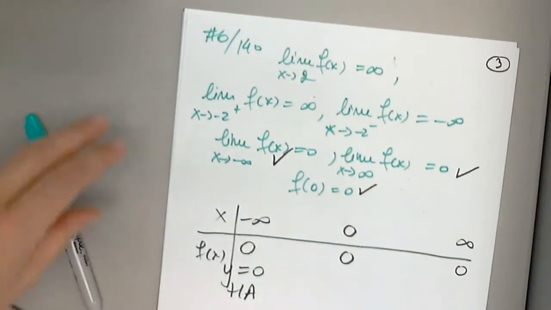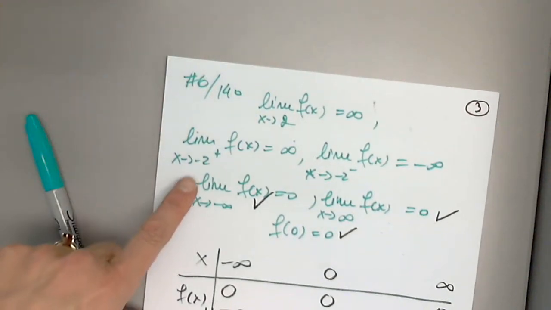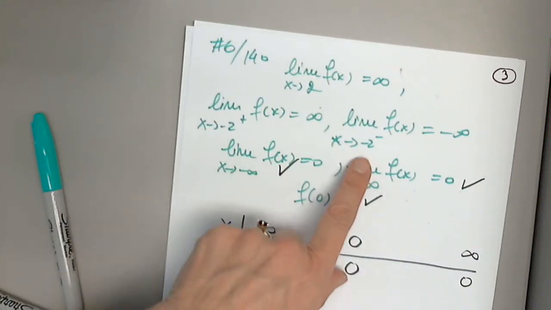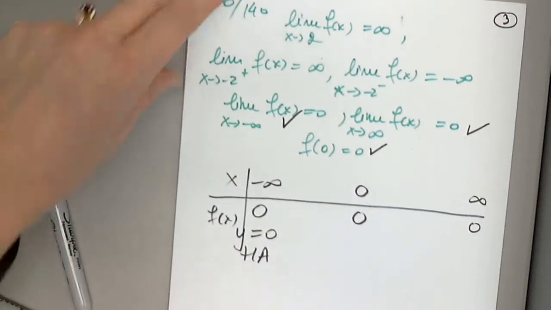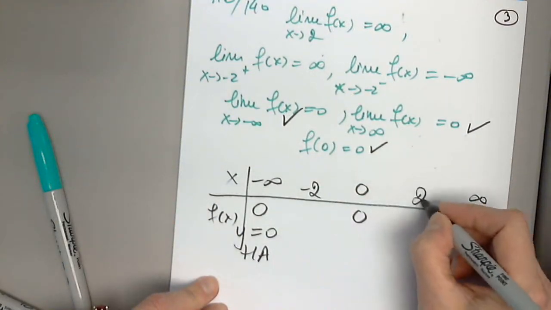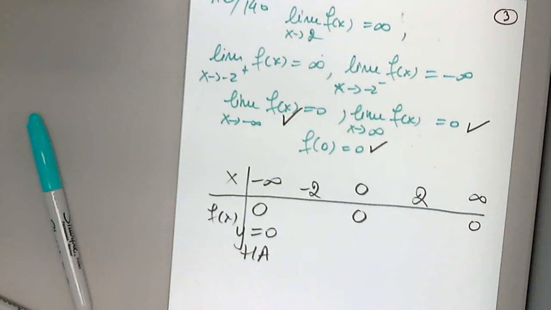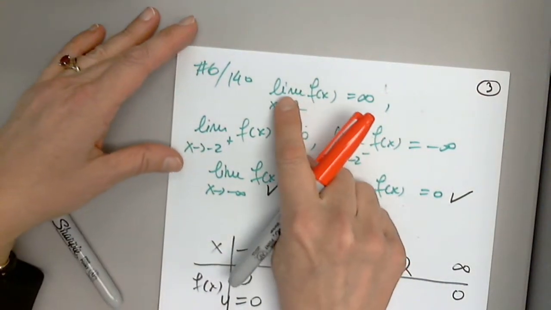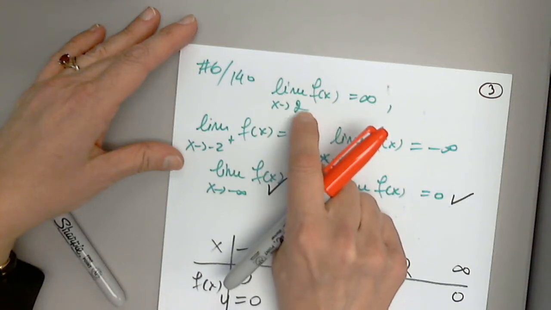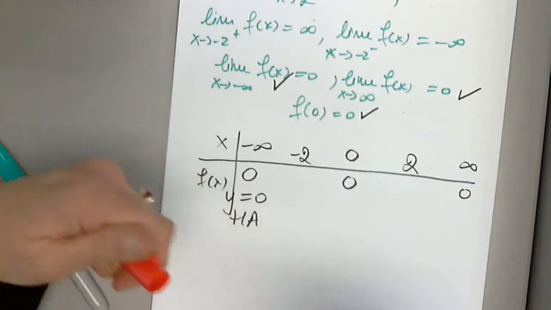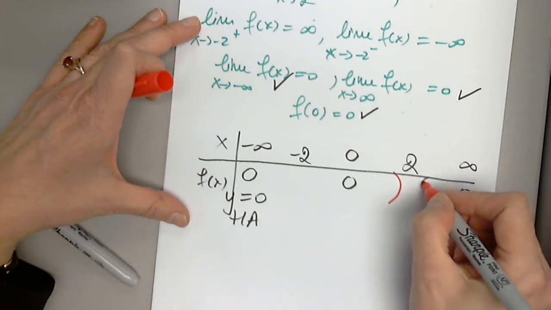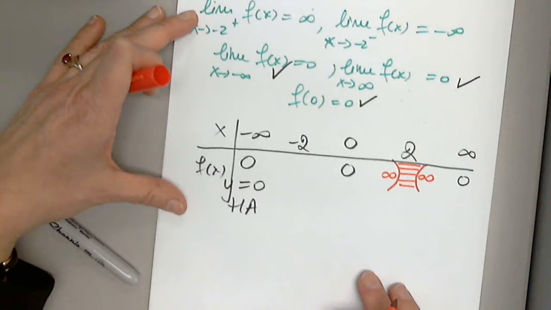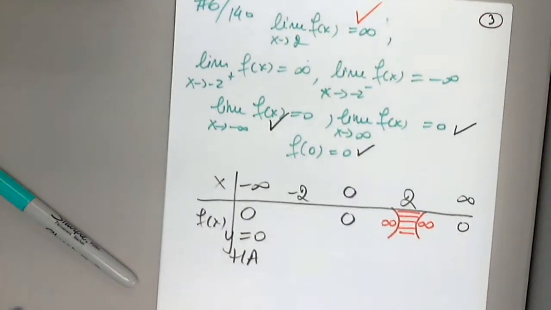And now I see that something happens at 2, and something happens at negative 2. So, negative 2 and 2. And let's see what happens at those 2 points. Here it says limit of f of x as x approaches 2 from either side is infinity. This clearly, so this is taken care of already.